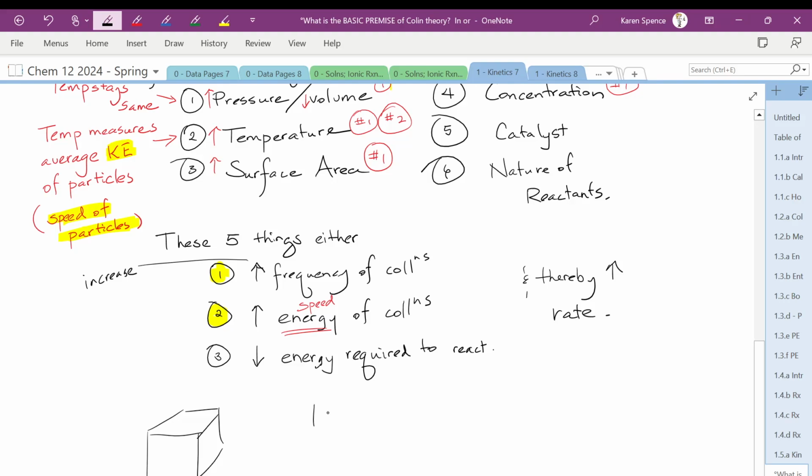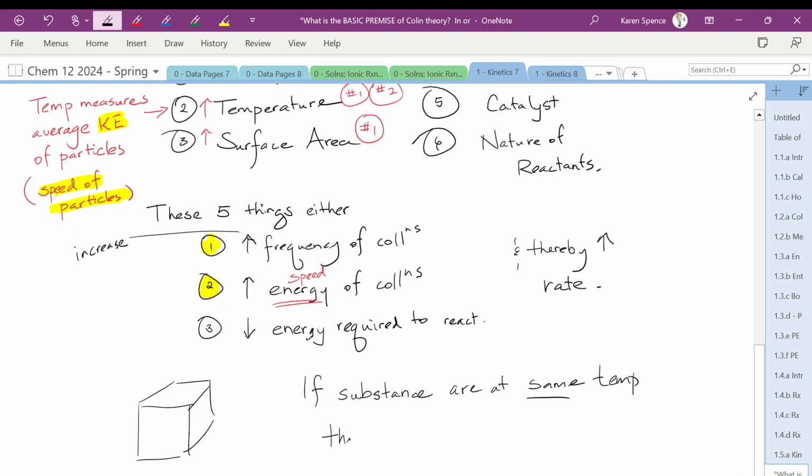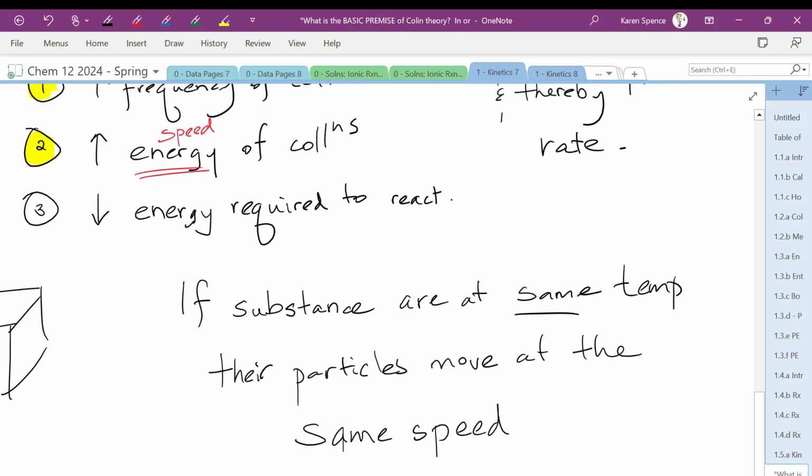If substances are at the same temperature, their particles move at the same speed. I'm simplifying a little bit here. If you're in physics, you'd be like, no, if they're more massive, they'll move slower. If they're less massive, they'll move faster. We're going to ignore that because we're in chemistry and we don't care that much. Okay, we're just going to say they move faster. To be more correct, you would say they have more kinetic energy. Yes? Or you would say they have the same kinetic energy.